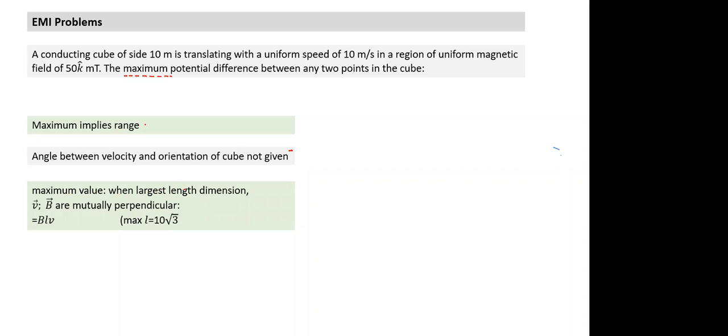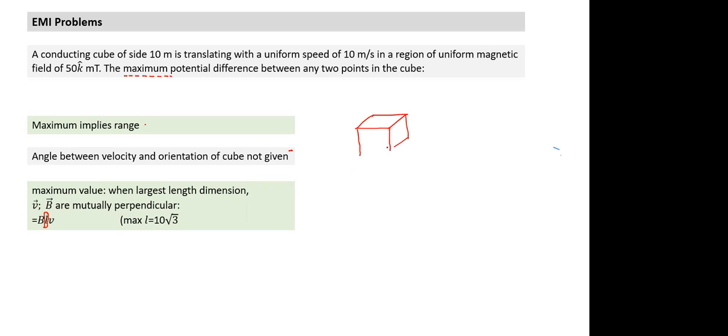When the length dimension, V vector and B vector, all three are mutually perpendicular, that combination will lead to maximum EMF. What could be the maximum value of linear dimension? The maximum linear dimension of a cube of side L is the maximum distance between any 2 points in the cube.